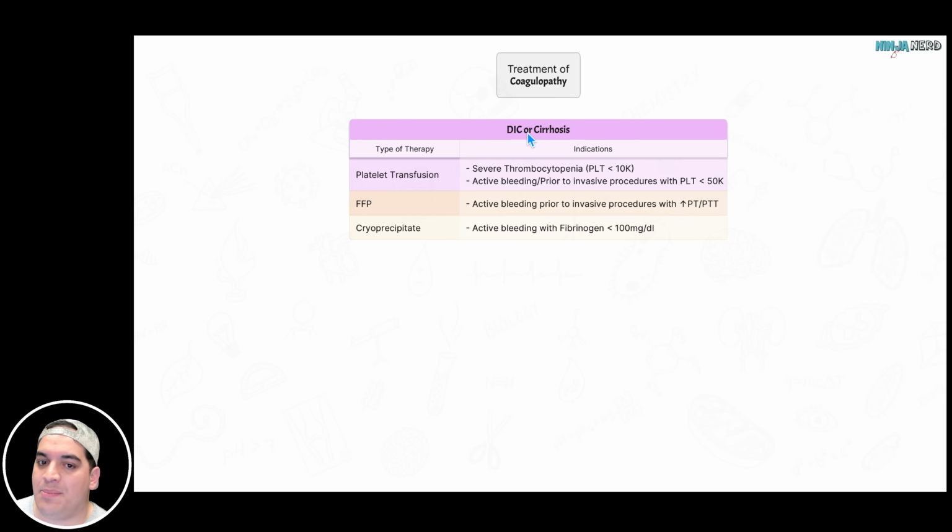DIC or cirrhosis, these patients can really bleed. And so we oftentimes just do a lot of supportive care for these. You can give them platelet transfusions because both of them are going to be low in platelets, but we only really do that if they're less than 10,000 and asymptomatic. We just want to reduce the risk of spontaneous hemorrhage. Or if they're bleeding or they're getting ready to get an invasive procedure and their platelets are less than 50K.